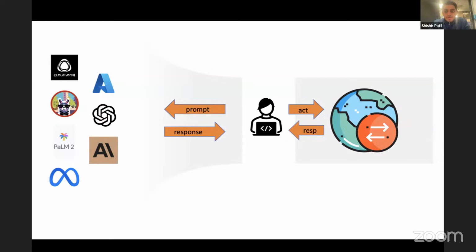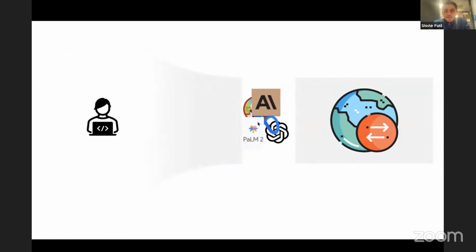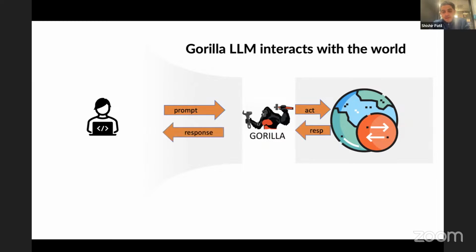Our goal with this project was, can we flip this around? So can you have this scenario where the LLM that we train to do this is the Gorilla LLM, and the user prompts, the LLM performs actions on the world, validates the response, and then relays that back to the user.